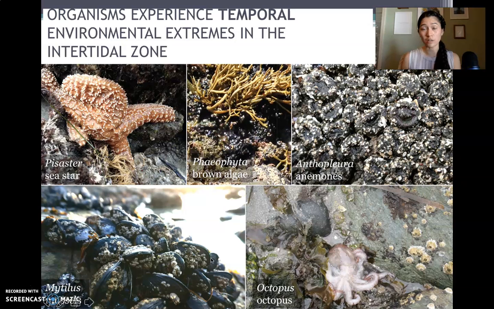So when these organisms are exposed to air, if that low tide is occurring during a warm afternoon, for instance, when the sun is shining, these organisms have to deal with not only potentially desiccation or drying out stress because they're not underwater, they also get very warm.